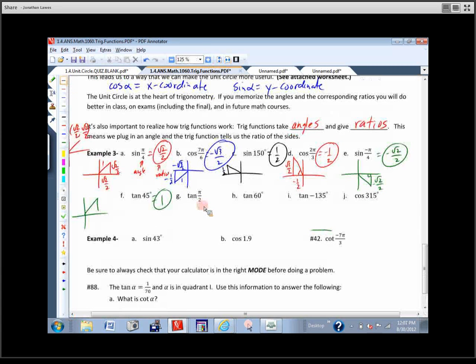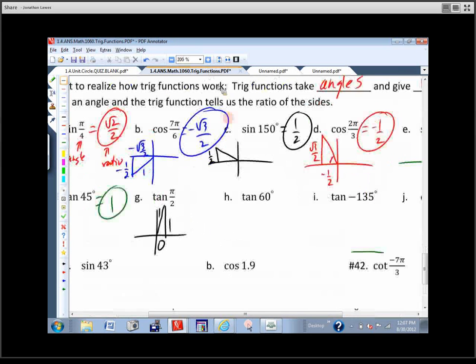Tangent of pi halves. Well, how would I draw a triangle for that? One of those exaggerated ones. So I'm going to slide it over just a little bit. Draw a triangle with the x-axis or the y-axis? Always the x. So this is 1, this is 0, and that's 1. Opposite over adjacent, y over x. Either way, it's 1 divided by 0, so this is undefined.